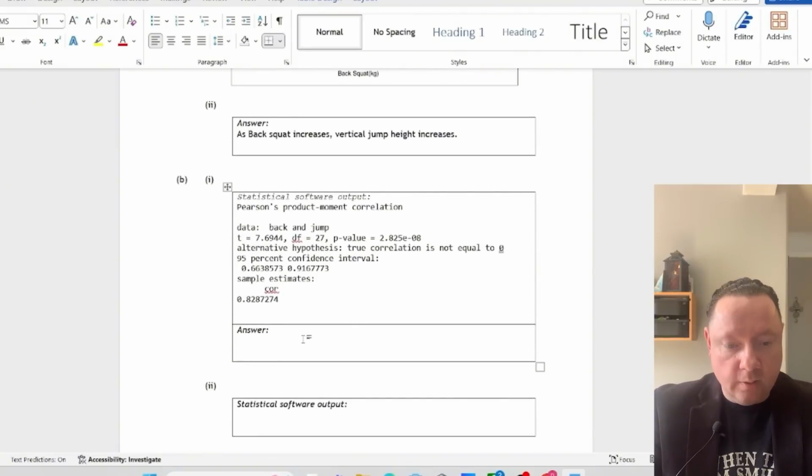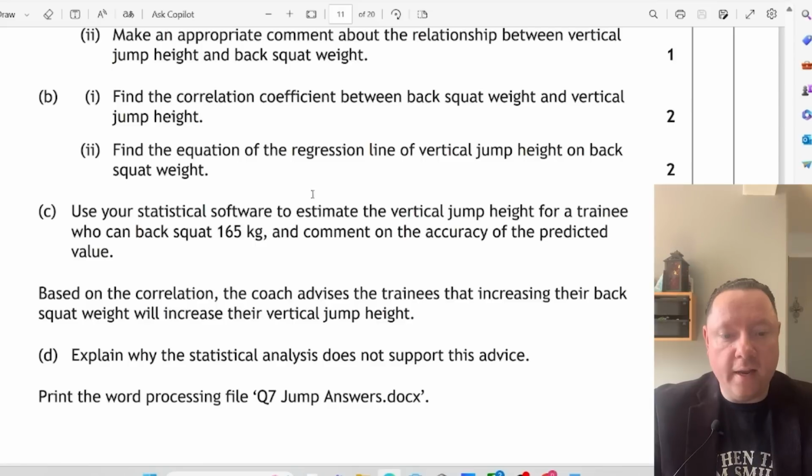And then our answer, we actually need to be able to interpret this. The cor test output, at the bottom it says 0.828. So we just copy this one. And we're done there. Part 2, find the equation of the regression line of the vertical jump height on back squat weight.